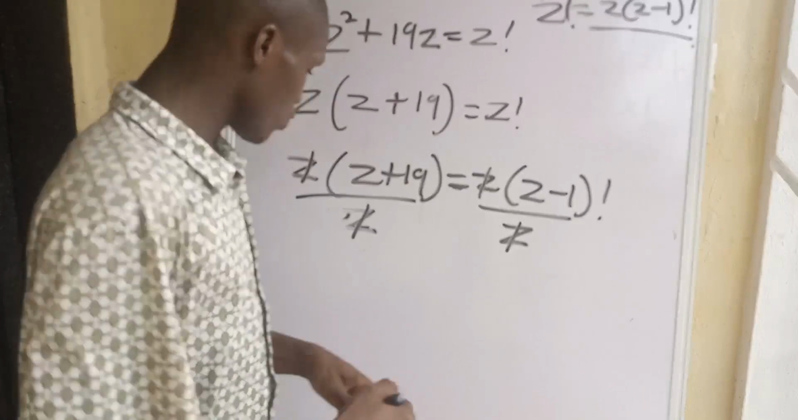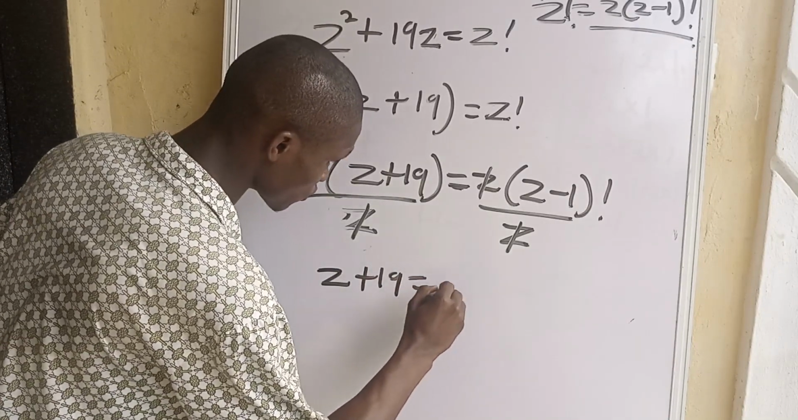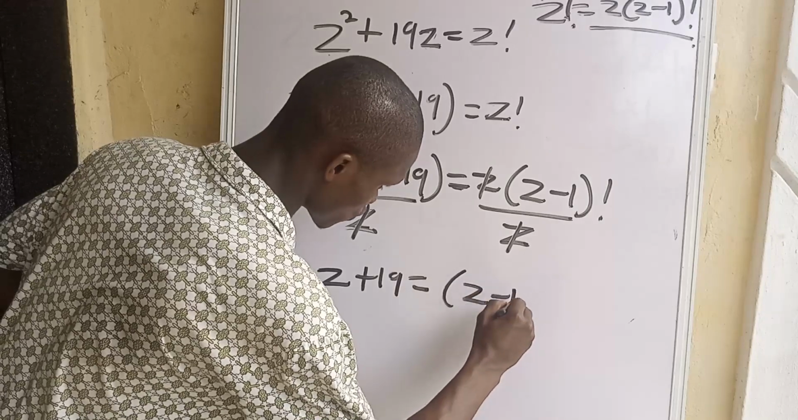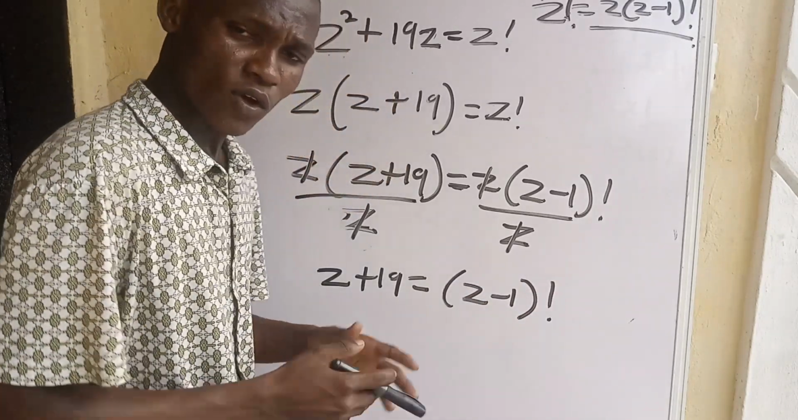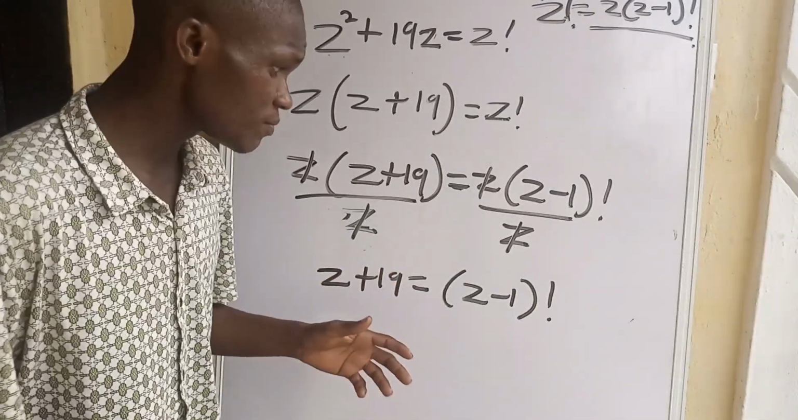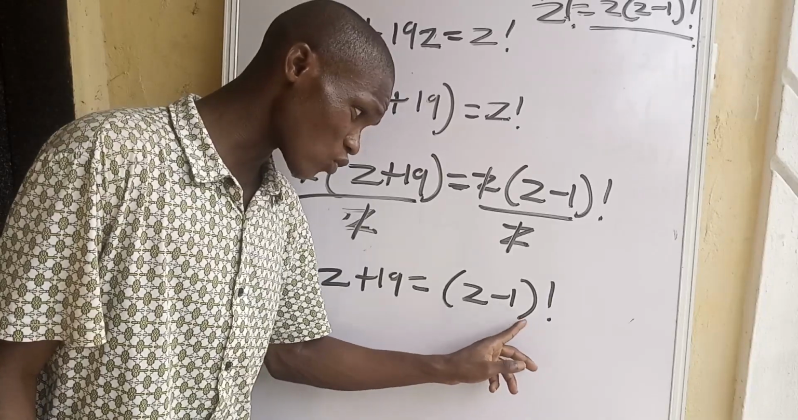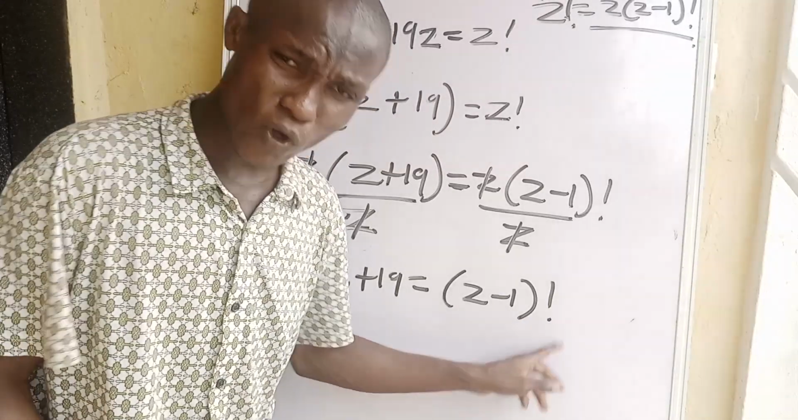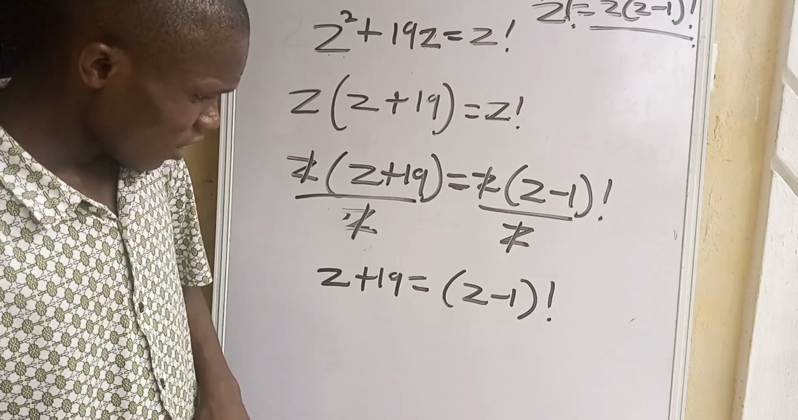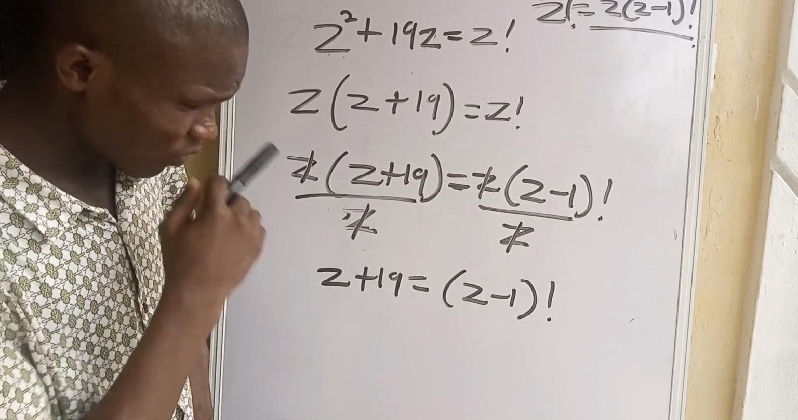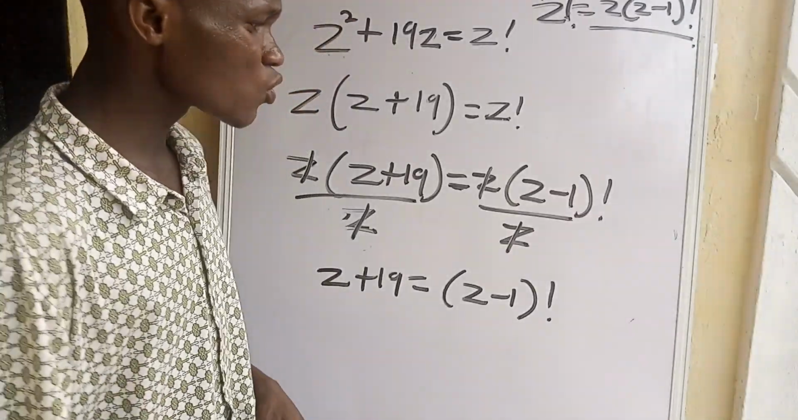Okay, after doing all this, we can now say z plus 19 is equals to, open bracket, z minus 1 to the factorial of it. Okay, we are now having another challenge, because at this point we are not having a factorial, because z minus 1 to the factorial of this. So how are we going to look for the value of z having this? Okay, the next thing we are going to do, we are going to take z to be equals to a particular number.